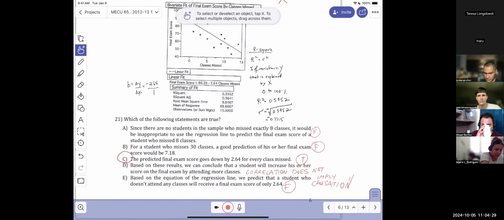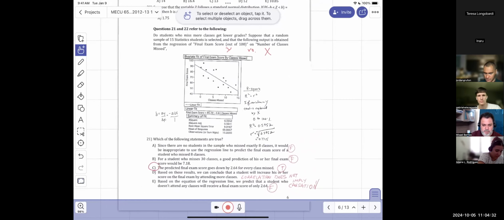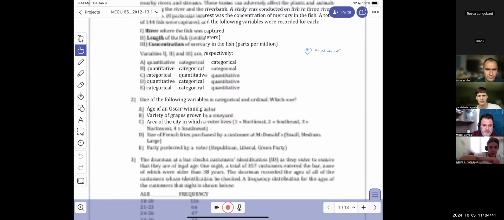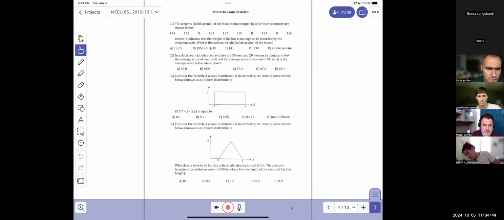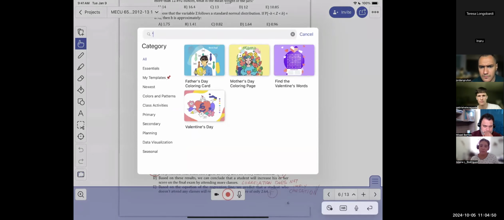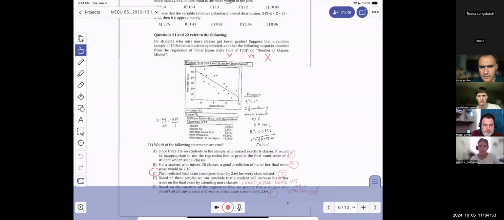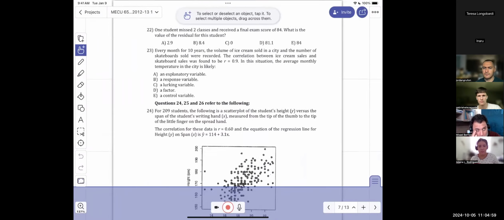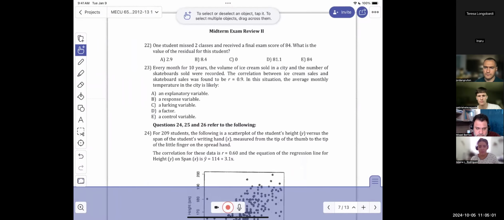Okay, what do we have next? Where's my list? So 22, 21, I think 22, and then 25. Let me see again. 21, 22 is about the same problem. Okay. 22 and 25. One student missed 2 classes and received a final exam score of 84. What is the value for the residual? All right, very good. We get to make a calculation.